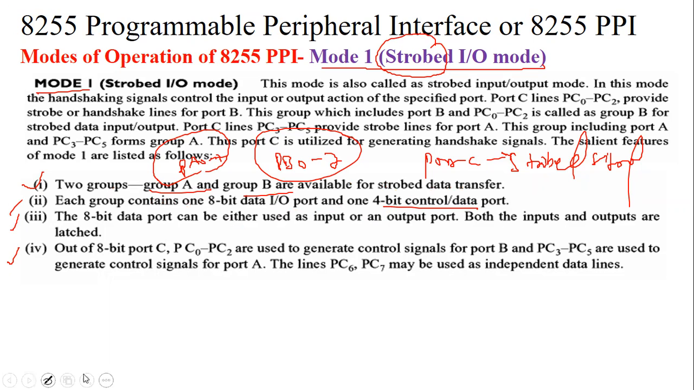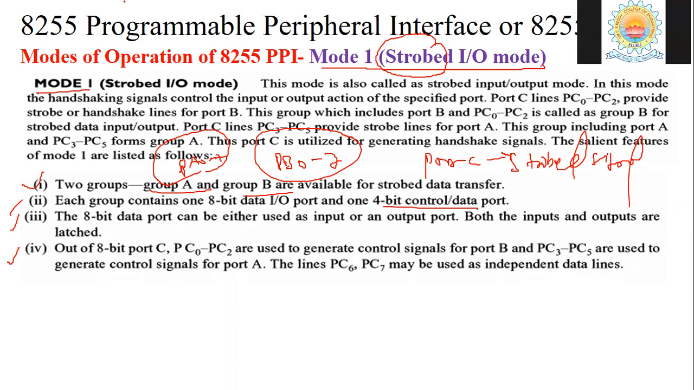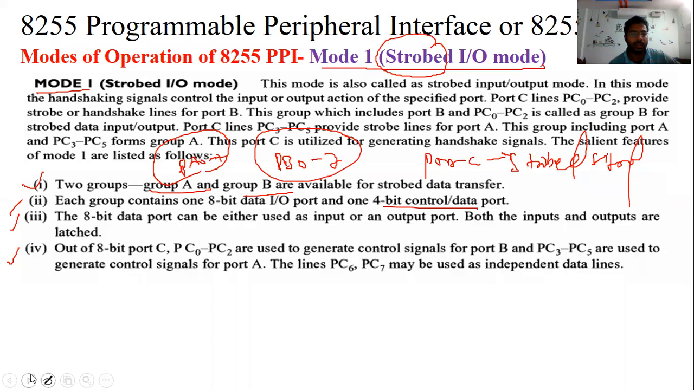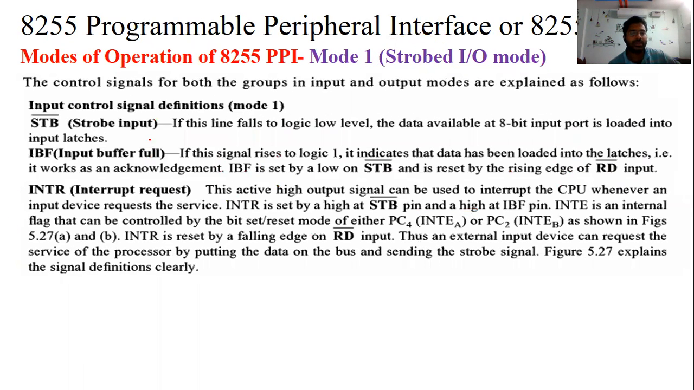Now see, you have different types of signals. In the next class, we are going to discuss mode 1 and mode 2 and some examples, and what type of input output devices we are going to connect to this device.